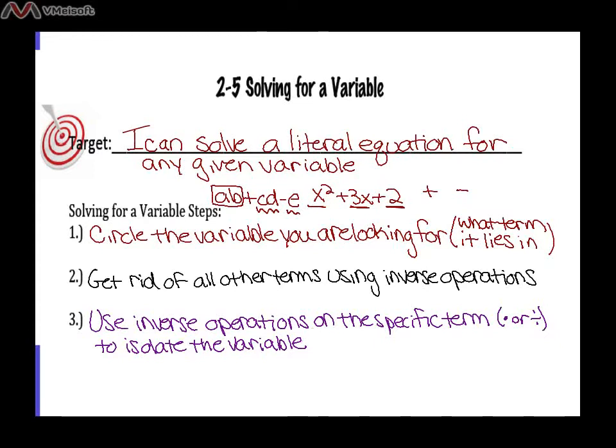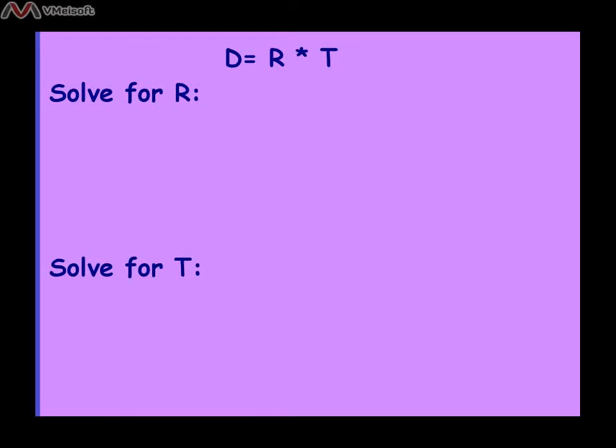The most common literal equation is distance equals rate times time. So D stands for the distance. So you're going to use this in science a lot. R is rate, and T is time. So distance equals rate times time.